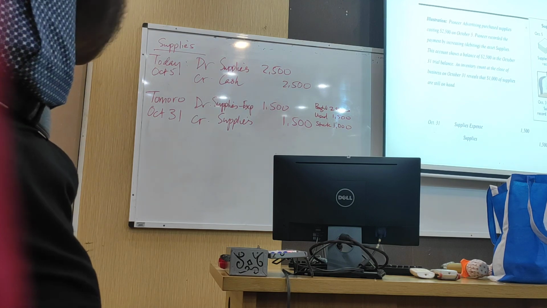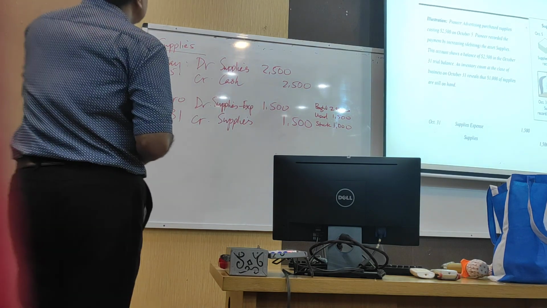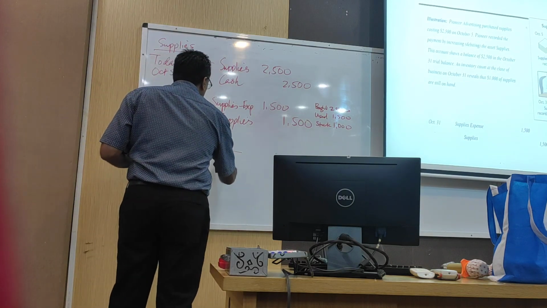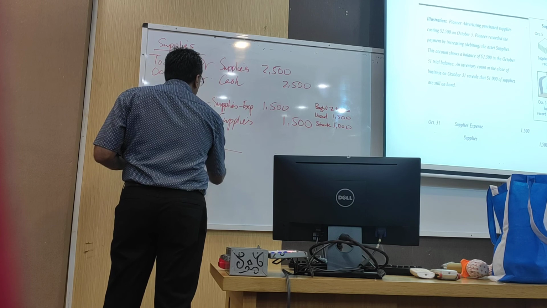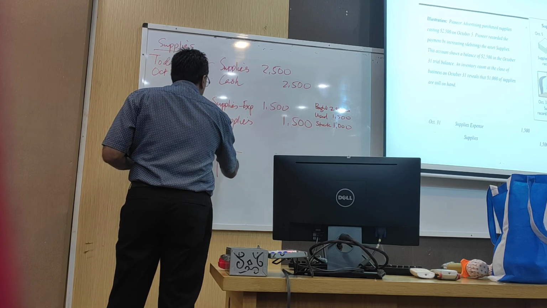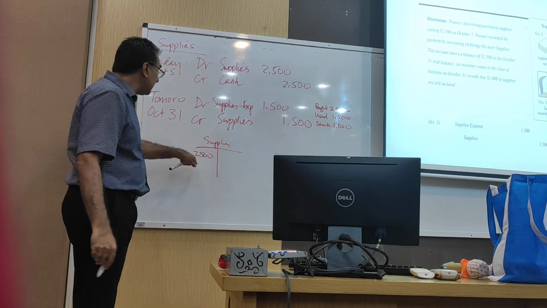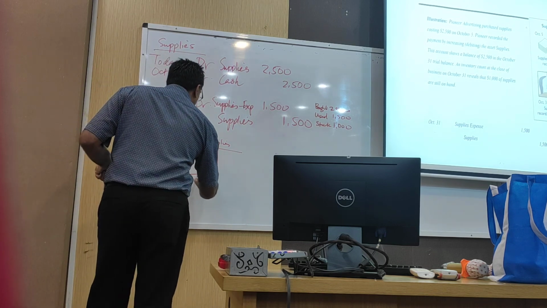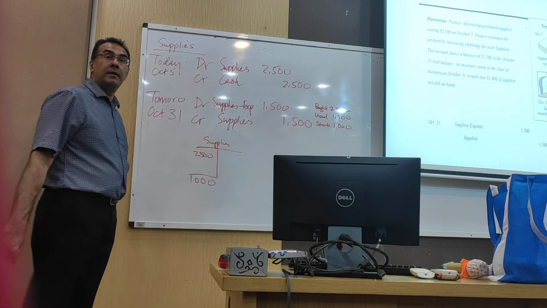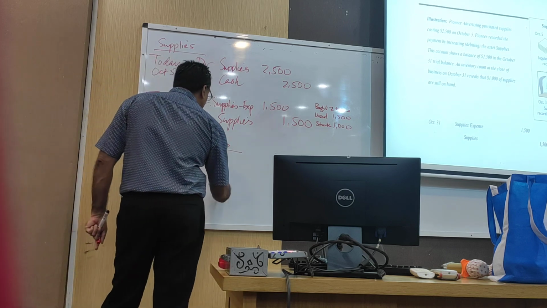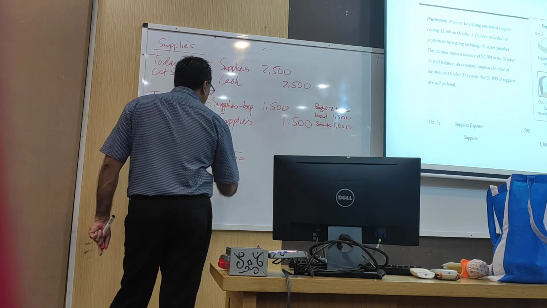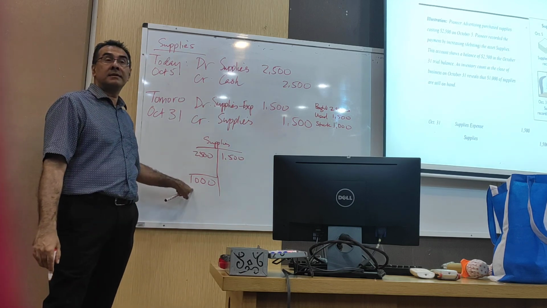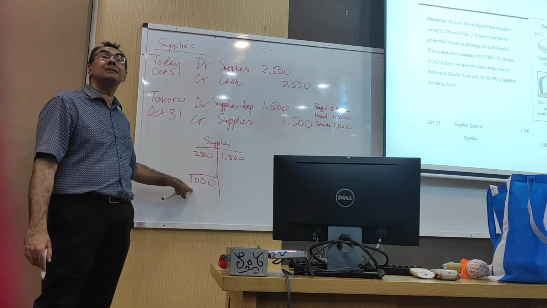No, supplies is not 1,500. Your supplies account. Okay, think of your account. I have 2,500 here. This is my supplies account. I want this to have a balance of 1,000 at the end of the month. So which means I must have used 1,500 to have a balance. On hand means the balance.